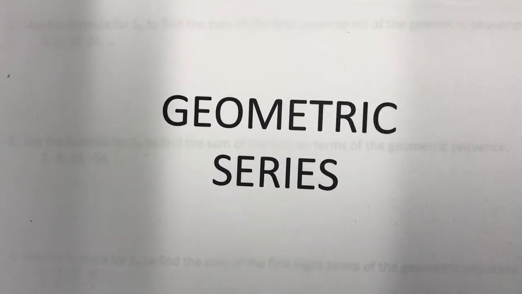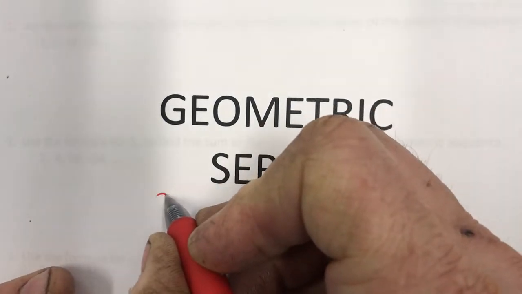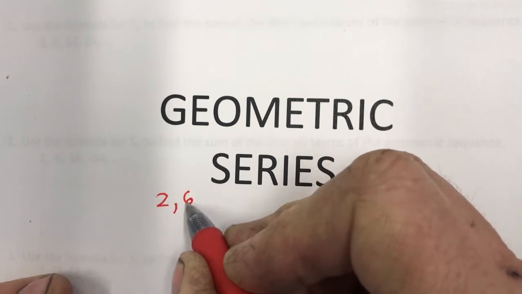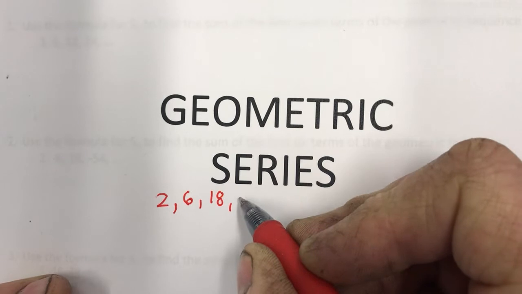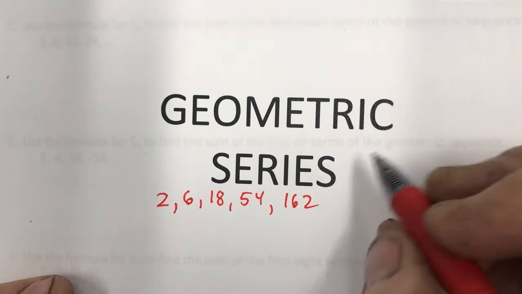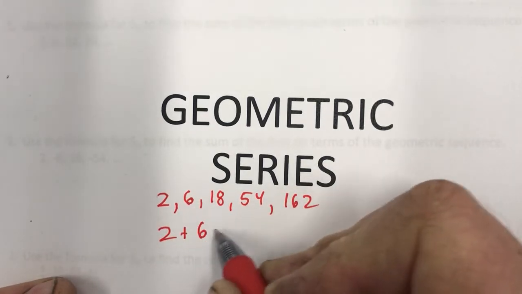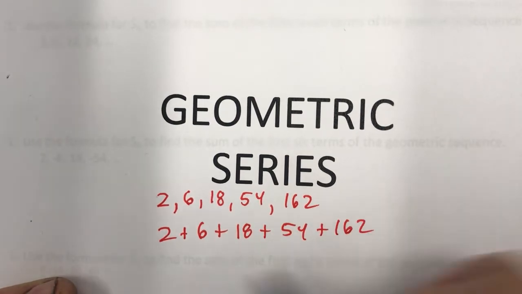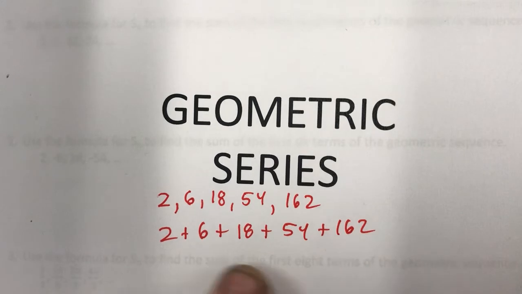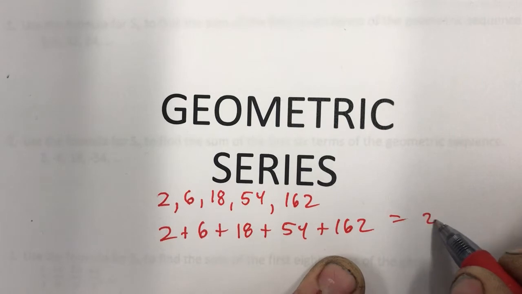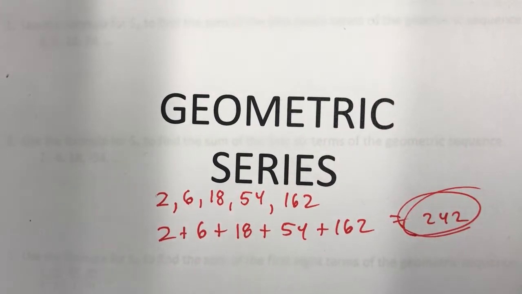All right, in this video we're looking at geometric series. A geometric sequence is when you have a common multiplier or ratio, like 2 times 3 would be 6, 6 times 3 would be 18, 18 times 3 is 54, 54 times 3 would be 162, and so on. A series is when I add these numbers together. This is a geometric series. And so if I add these up, that's going to be 8, 26, 80, that'd be 242. Okay?